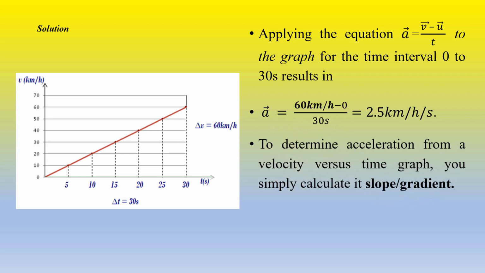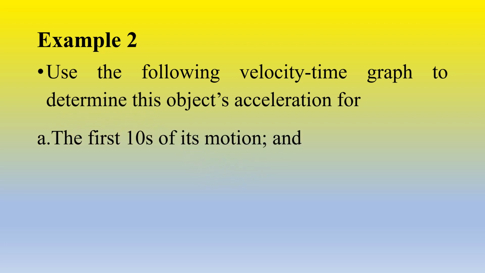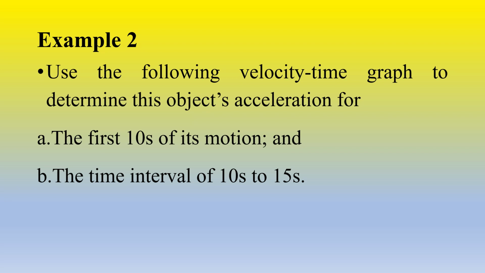To determine acceleration from a velocity versus time graph, you simply calculate its slope or gradient. Note that delta v is the rise and delta t is the run. Example 2. Use the following velocity time graph to determine this object's acceleration for the first 10 seconds of its motion, and for the time interval of 10 seconds to 15 seconds.